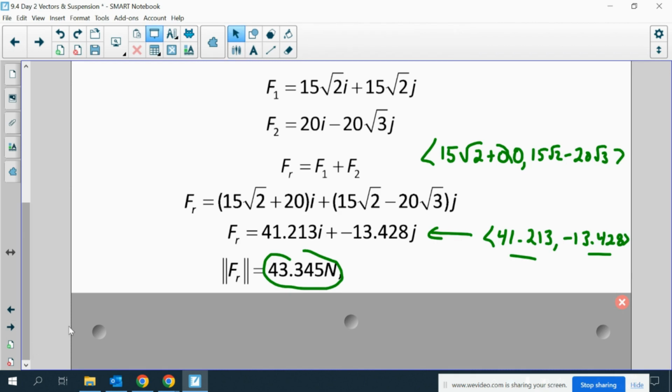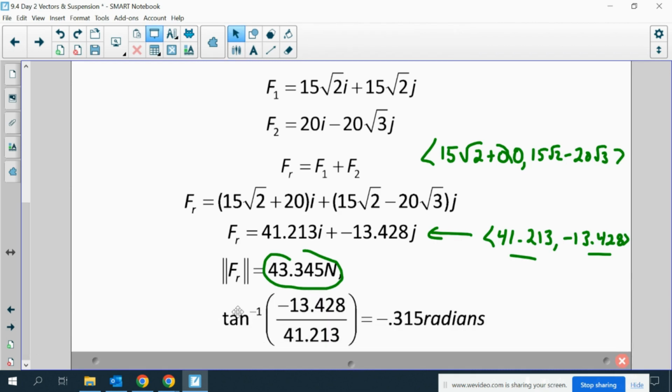And then if I want to get the direction, I do the arctan of y over x, or the j component and the i component, and then I end up with this in terms of radians, or I can get it in terms of degrees if I want, by multiplying by 180 and dividing by pi.